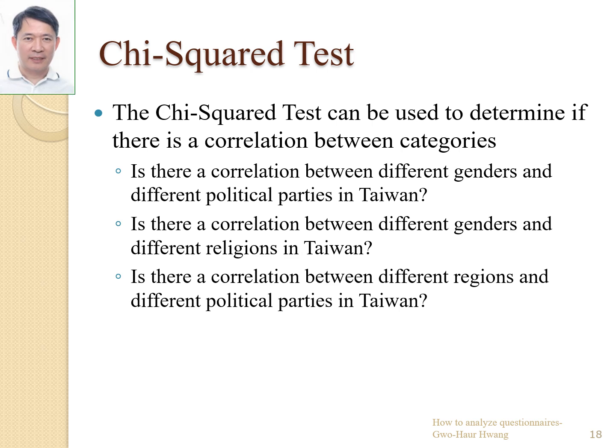The chi-square test can be used to determine if there is a correlation between categories. For example, is there a correlation between different genders and different political parties in Taiwan? Is there a correlation between different genders and different religions in Taiwan? Is there a correlation between different regions and different political parties in Taiwan?